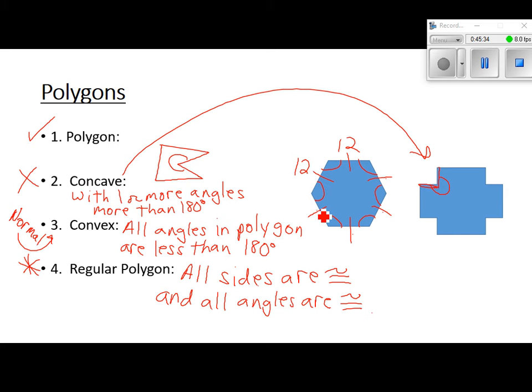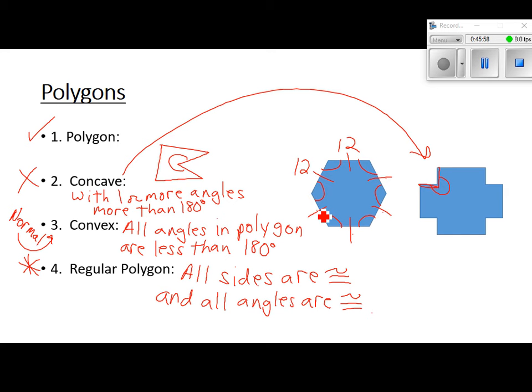Which one doesn't fit? The triangle? Triangle fits. Rectangle? The quadrilateral. Everybody watching, why does the quadrilateral not fit with the picture? It's not perfect. It's not congruent. It's not a regular quadrilateral. What shape would be a regular quadrilateral? A square.